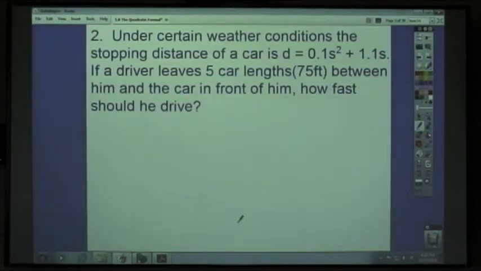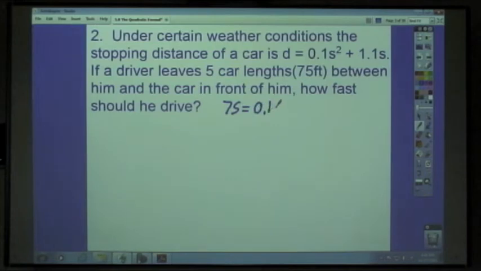Now, in problem number 2, you have under certain weather conditions, the stopping distance of a car is d equals 0.1 s squared plus 1.1 s. If a driver leaves 5 car lengths, which is 75 feet approximately, between him and the car in front of him, how fast should he drive? So what you've been given in the problem is the distance. And so what you do is you enter in 75 for your distance. And you are going to solve this equation now for s.